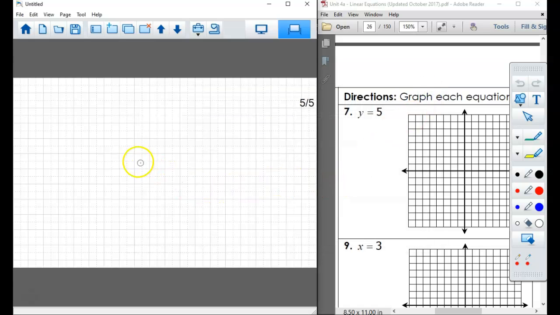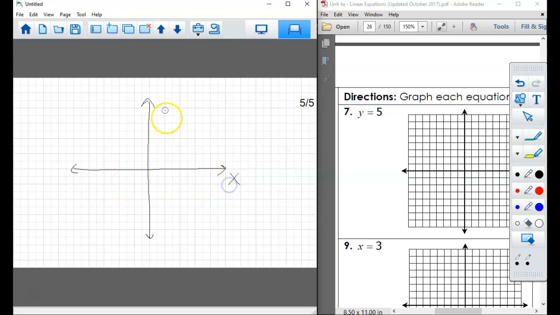All right, so let me get us set up over here to do a graph. For some reason, it won't let me write on that actual worksheet that I'm projecting, so that's why I'm having to do it on a split screen like this.